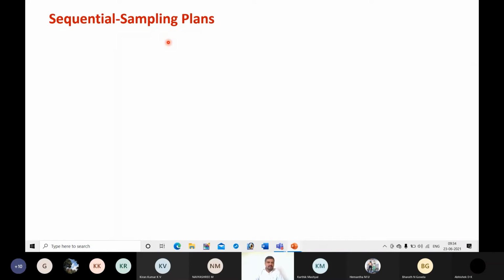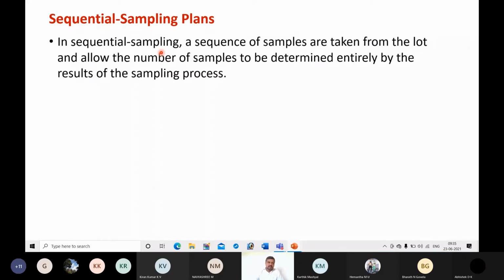Sequential sampling plan. That means here we are going to take samples one after another until we can make a decision regarding whether to accept a lot, reject a lot, or continue with the process of taking samples. In sequential sampling, a sequence of samples are taken from the lot and the number of samples is determined entirely by the results of the sampling process.